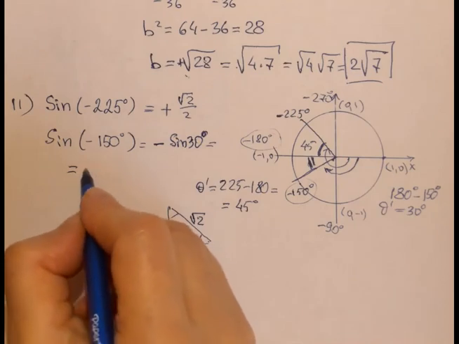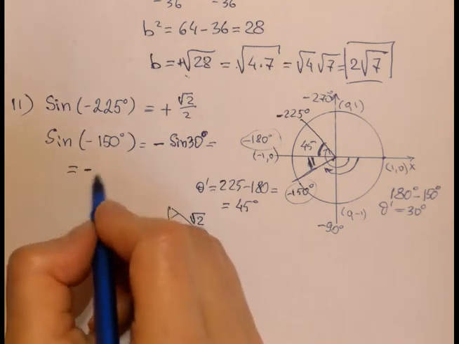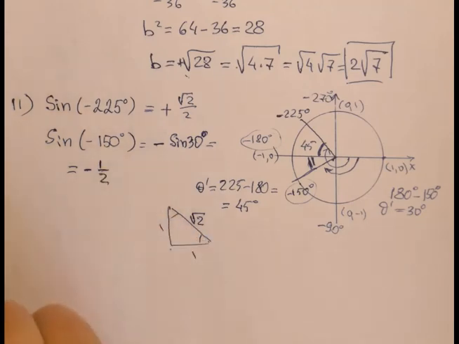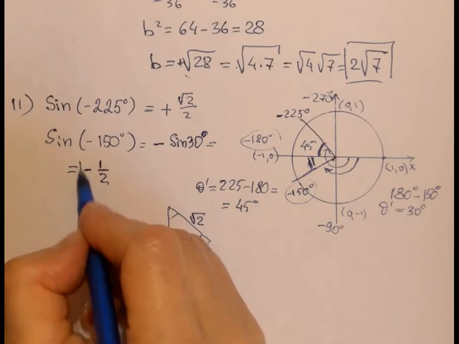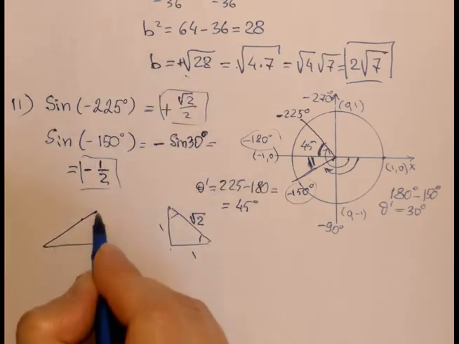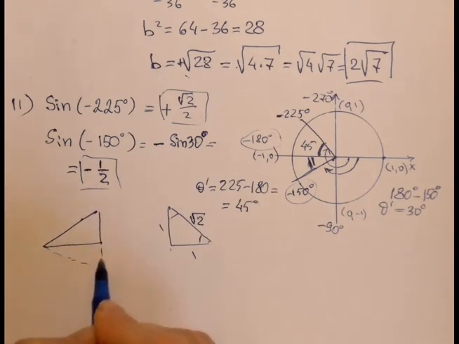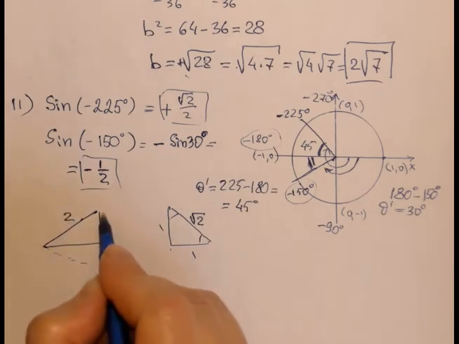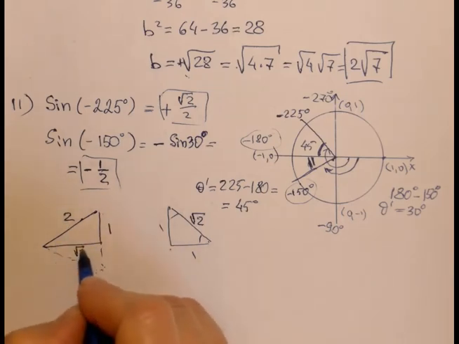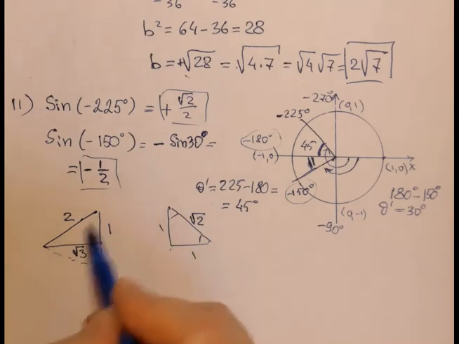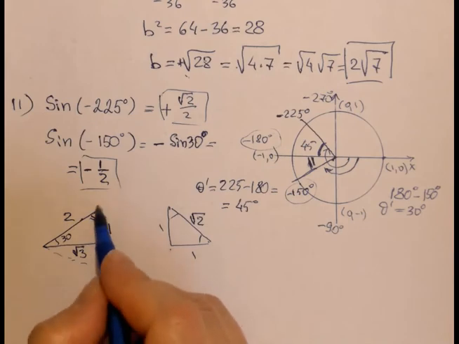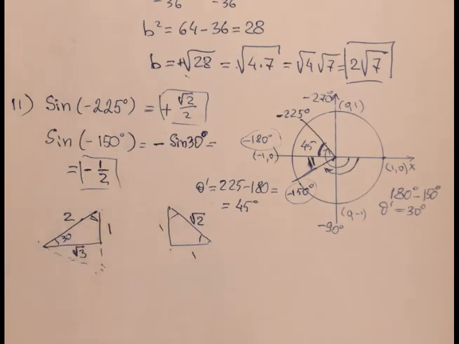Sine of 30 degrees is 1/2, so the sine of negative 150 degrees is negative 1/2. Also, we can find this on the unit circle, the sine of 30, or we can recall the reference triangle, the half of the isosceles triangle with the side 2. If we divide this triangle into 2 halves, we'll have 1, 2, and square root of 3, the second flag. So the sine of 30 degrees will be opposite over hypotenuse, 1/2.